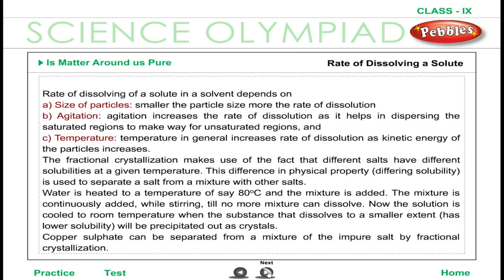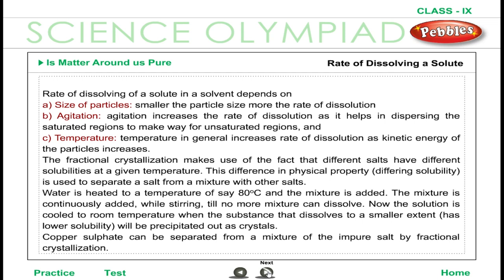Fractional crystallization makes use of the fact that different salts have different solubilities at a given temperature. This difference in physical property, differing solubility, is used to separate a salt from a mixture with other salts. Water is heated to a temperature of, say, 80 degrees Celsius and the mixture is added.